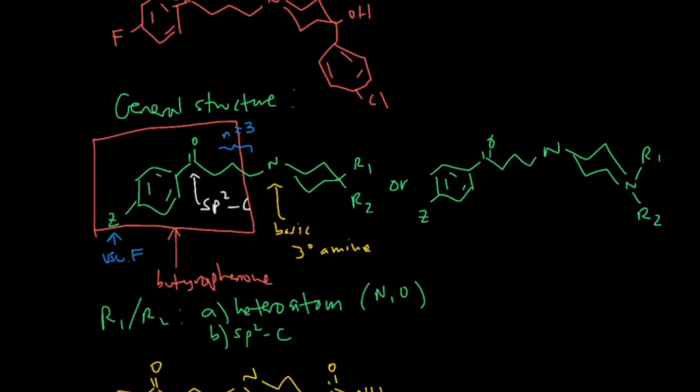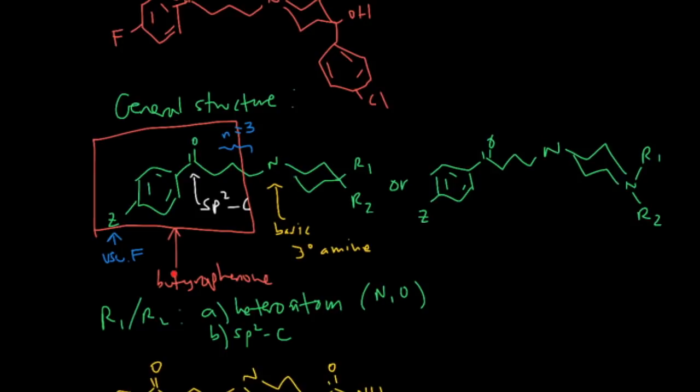Then you have either piperidines, or everything stays the same and you have a piperazine. So the only thing that changes is either your piperidine at your basic tertiary amine or your piperazine at your basic tertiary amine. This is your butyrophenone part. Same thing: your Z group, which is usually F, sp2 hybridized carbon, 3-atom chain, your basic tertiary amine. Remember, your 3-atom chain goes all the way to your basic tertiary amine. So 1, 2, 3, 1, 2, 3. Here's your basic tertiary amine.